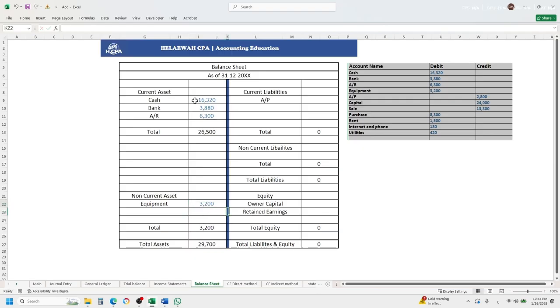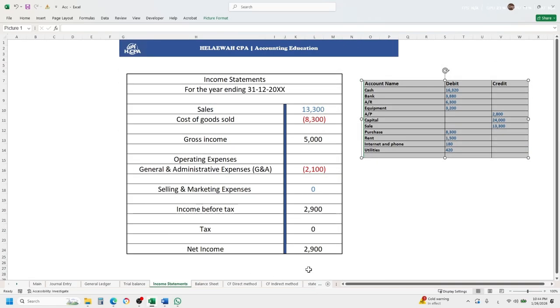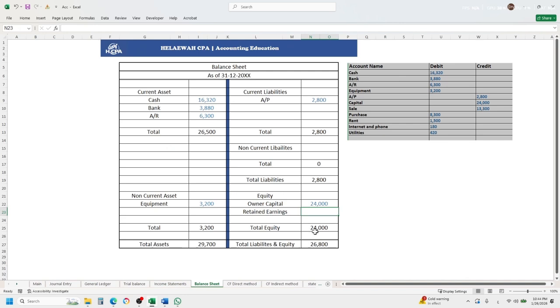3,200. And the current liabilities, we have only accounts payable, 208,000. We don't have non-current liabilities in our question. We're gonna jump to owner's capital, 24,000. And then, as we said, we're gonna bring retained earnings from the income statement, 2,900.